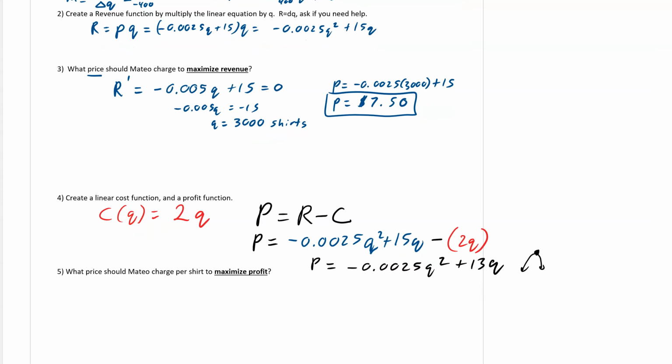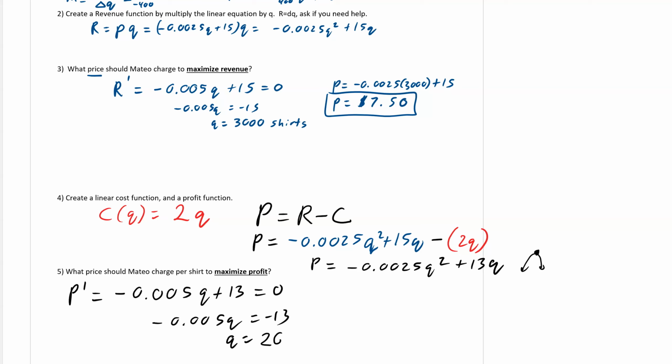So what's the next question? What price should Mateo charge to maximize profit? So if we take the derivative of the profit, we get negative 0.005 Q plus 13, and then we set it equal to 0 like before. Divide, and Q is 2,600 shirts. So since it's actually less than 3,000, then we know our price is actually going to be even more.